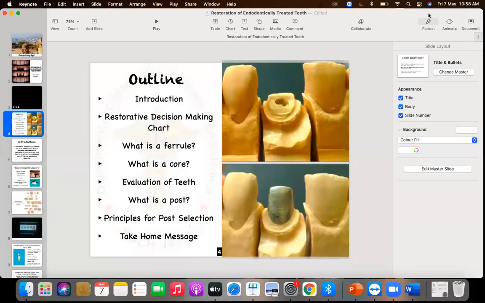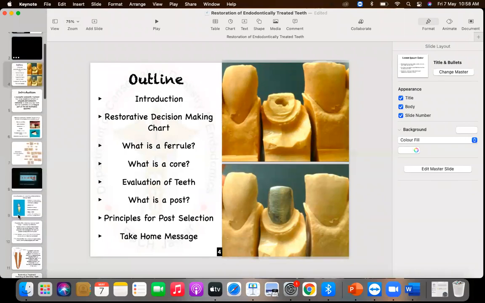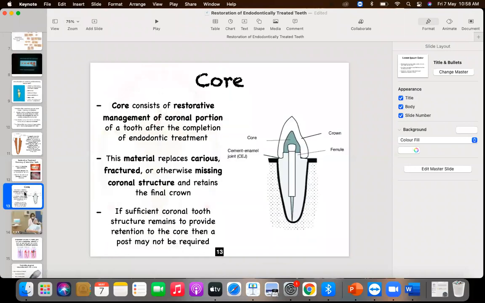Kanishka, can you tell me the dimension of a ferrule quickly? Ma'am, the minimum thickness should be 1 mm. Okay, thickness. And what should be the height? Ma'am, the minimum height should be 2 mm. Okay. Thank you, Kanishka.